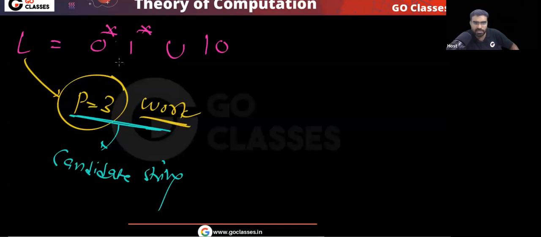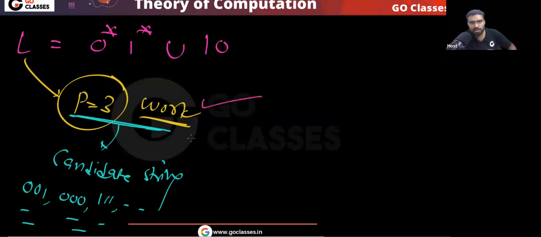Now the candidate strings only come from this part. This is the type of candidate strings you will have, something like this, and so on. So you can check P equal to 3 will work.